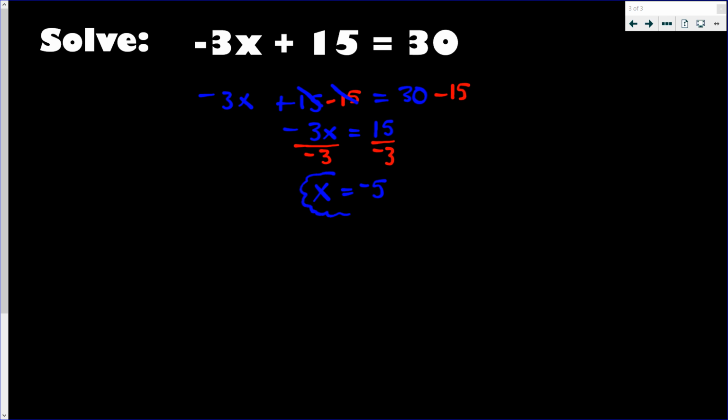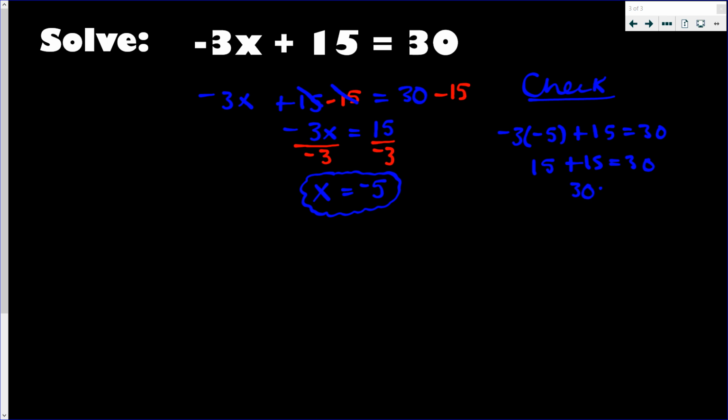And we're gold. All right, so let's do our quick check and we can get out of here. So check. So negative 3, and we sub in that negative 5 in for x, plus 15 equals 30. So negative 3 times negative 5 is 15, plus 15 equals 30. And then 30 equals 30, and we're good.